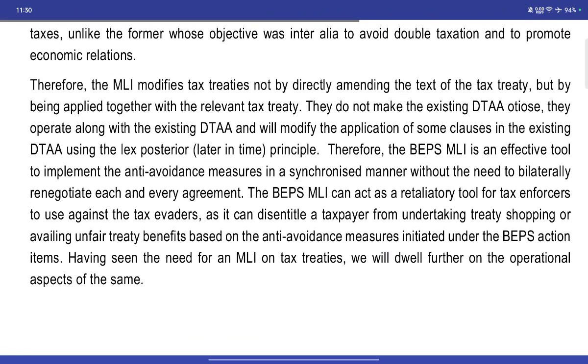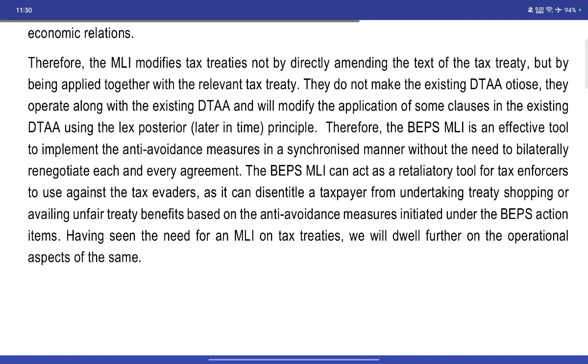Therefore, the multilateral instrument introduced modified tax treaties, not to directly amend the text of the tax treaty, but to apply together with the relevant tax treaties. They do not amend the existing DTAs, and they operate along with the existing DTAs and modify the application of some clauses in the existing DTAs using the lex posterior, later in time, principle.